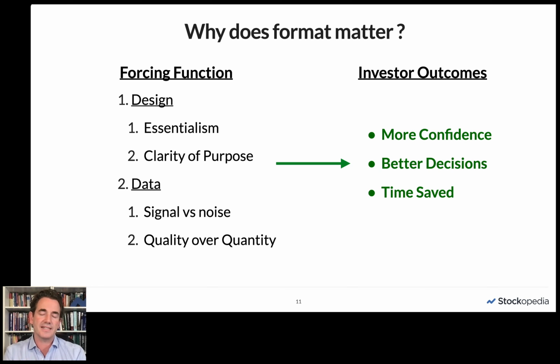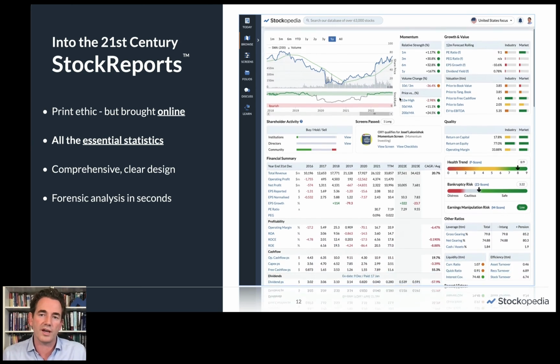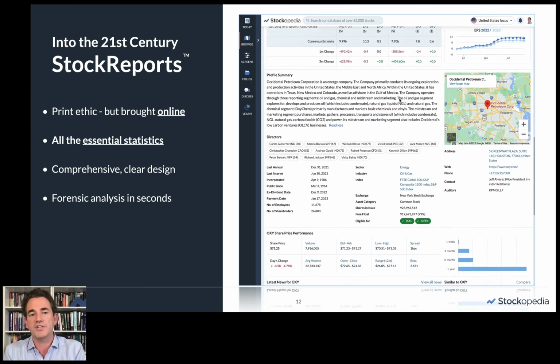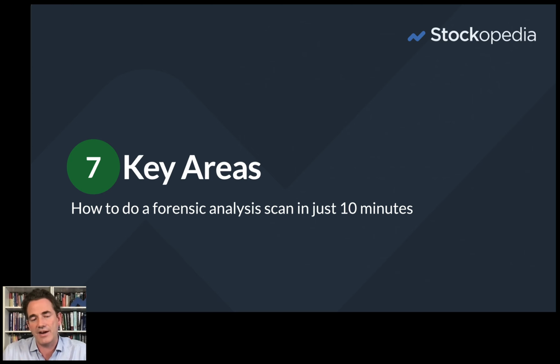And this actually does translate into more confidence in your decisions once you learn to read the data, which I'll be explaining shortly, and better decision making as a result, and also masses of time saved in your research process. You often don't need to do too much to have a really, really good result in the stock market. So into the 21st century, we took this print ethic and brought it all online in these really fantastic one-page views that give you all the essential statistics on stocks, and allow you to do this forensic analysis in seconds, as I'll be sharing with you shortly. So let's crack on and have a look at the 7 key areas on these reports to hold out that promise of doing forensic analysis in just 10 minutes.